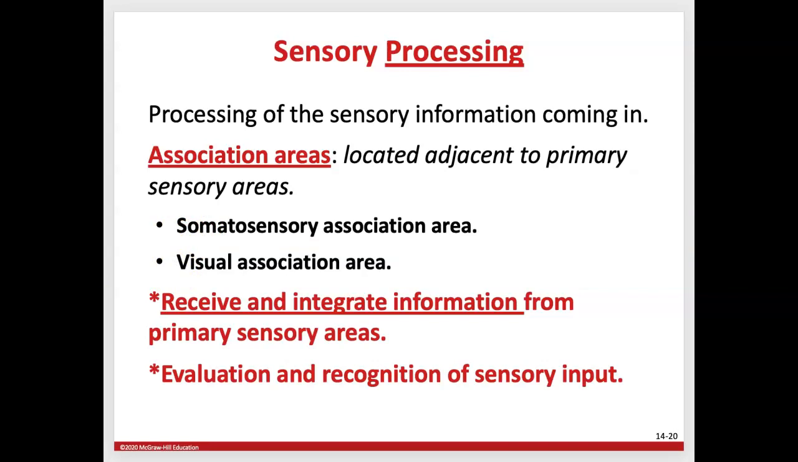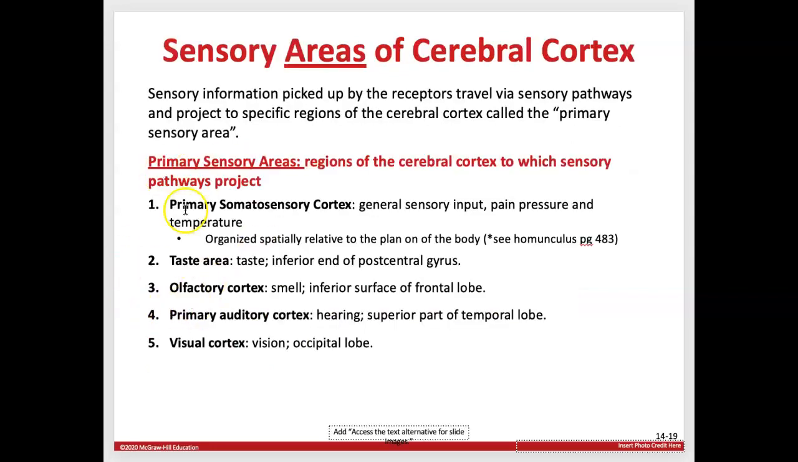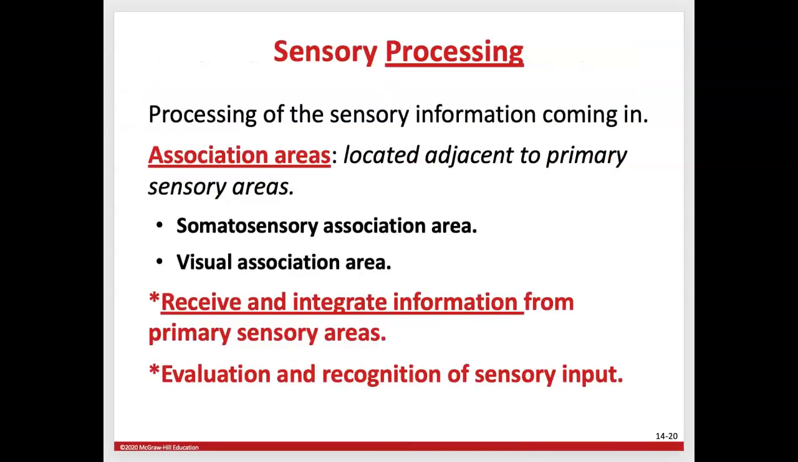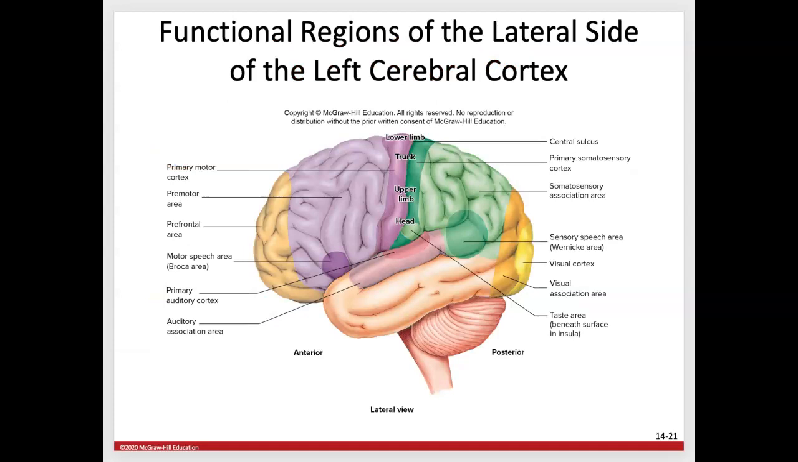They receive and integrate information from the primary sensory areas. So I'm going to go back to the first slide and say the information comes in here and then it is processed in the association area. Basically it's the evaluation and recognition of that sensory input. And this is just an image. You're not going to have to label the brain as far as what areas are where for the sensory processing. I just included this picture so you guys had it.